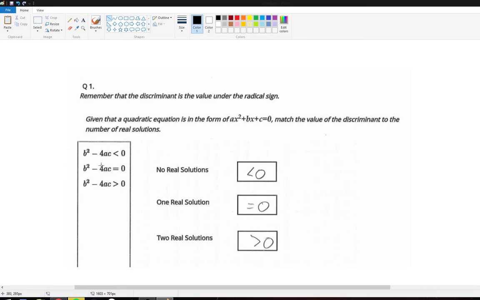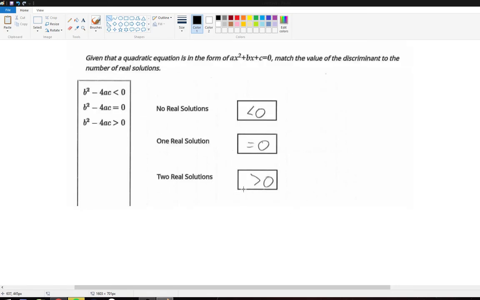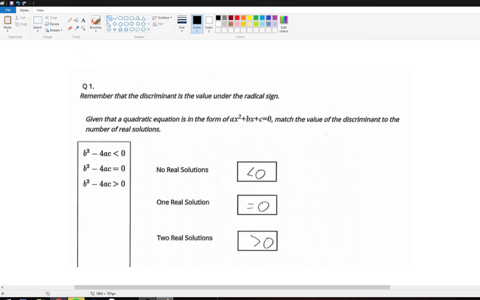So number one, if b squared minus 4ac is less than 0, that means the discriminant is a negative number, meaning it doesn't exist. There are no real solutions. Remember, it's imaginary. If it is equal to 0, then you're plus or minusing nothing, so there's only one real solution. And if it's greater than 0, then it's either plus or minus a certain number, meaning there are two real solutions. Nice and simple, boys.